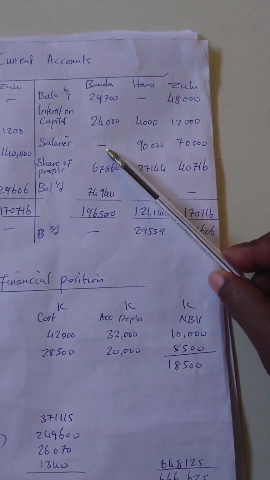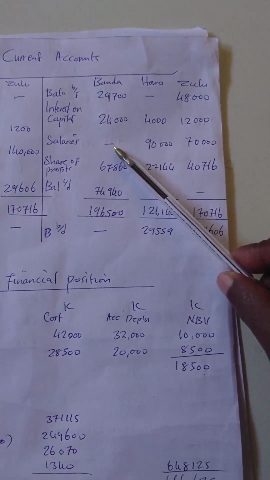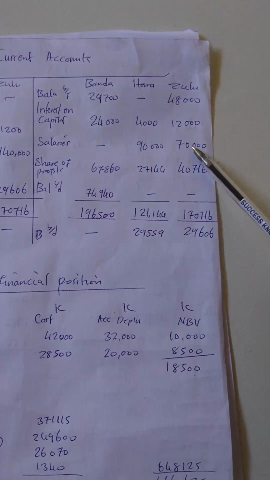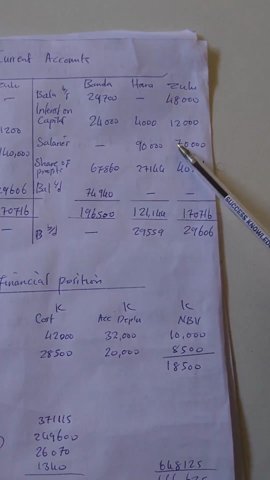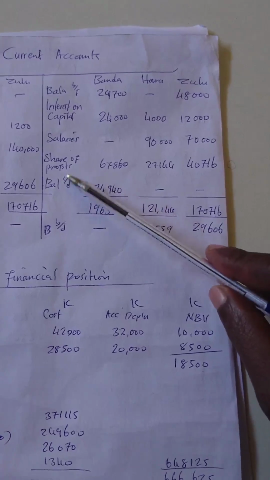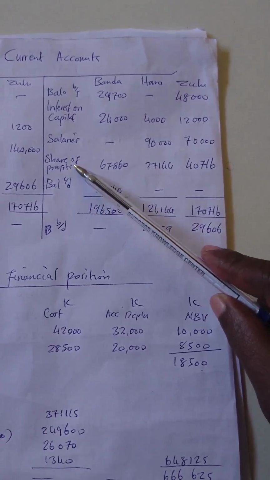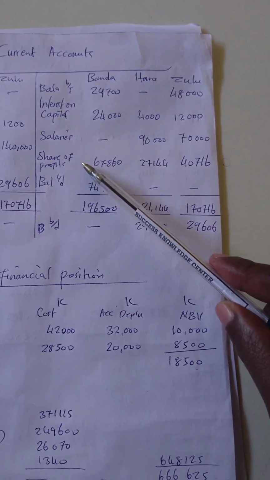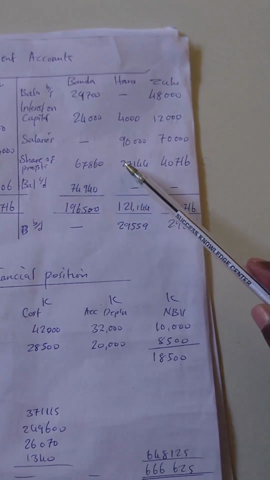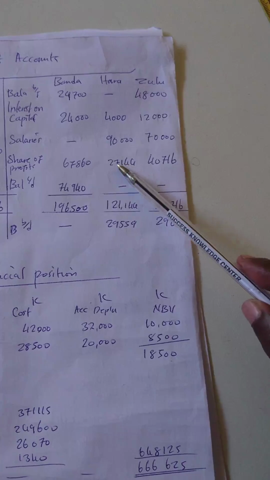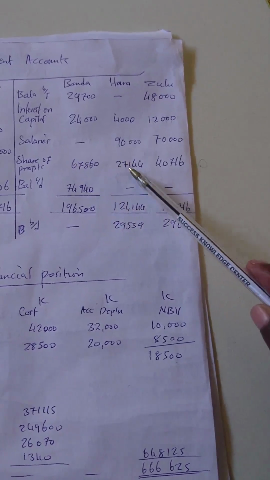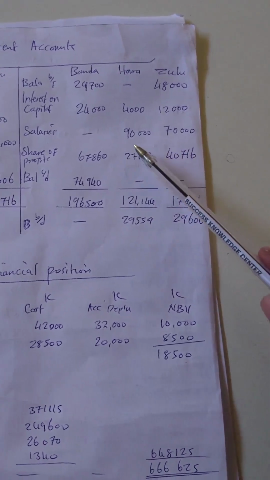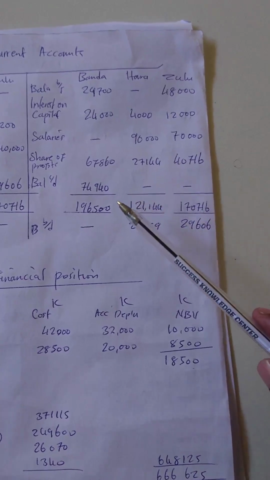Banda is not paid any salary, so he doesn't have any gain on that part. Only Hara and Zulu are paid the salary. So you credit those benefits and the share of profits. At the end of an accounting year, when the profit is calculated, the profit that we calculated from the statement of profit and loss is shared in the profit sharing ratio, the ratio that we have. If you do your mathematics, you find that these are the figures we are getting as the shares per each partner. And then we are coming up to balance.